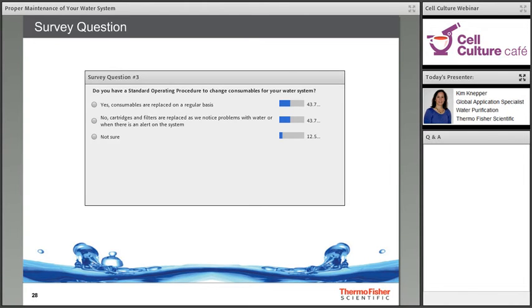Okay, thanks, Megan. So this is interesting. There's a split: yes, some of you replace the consumables on a regular basis, and then half also don't have any kind of replacement plan; you replace them when you notice a problem or if there's an alert on the system. And then a small percentage of you are not sure. So it'll be good to talk about water system maintenance, and hopefully after today's webinar, this will give you a good plan for maintaining the system.